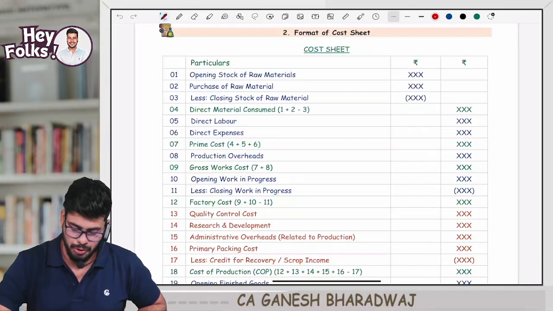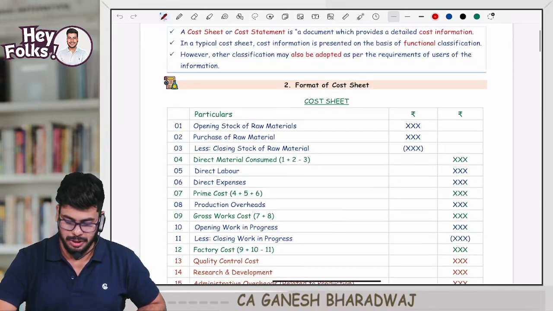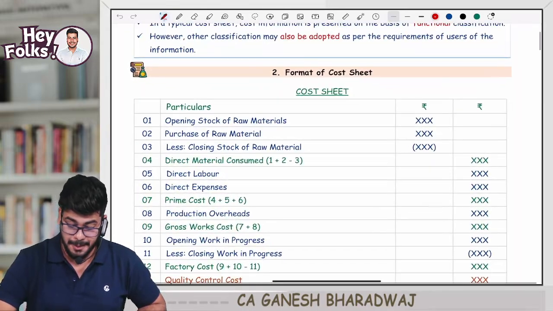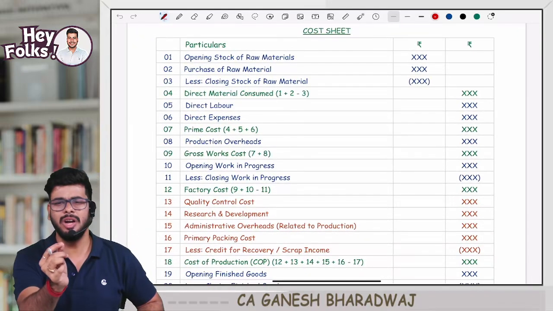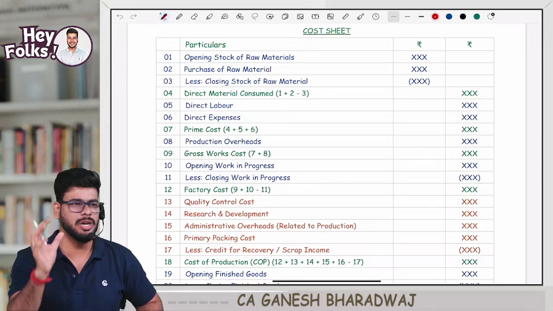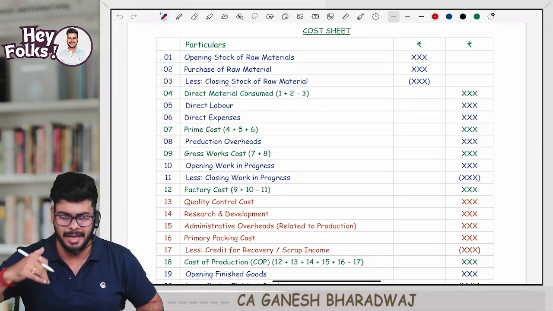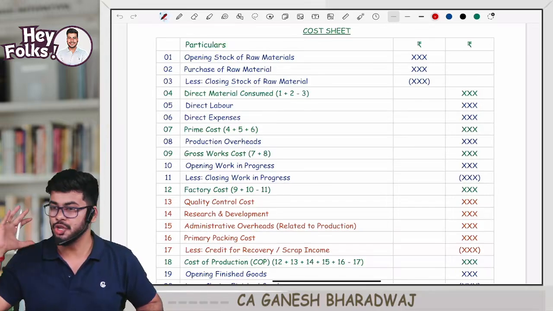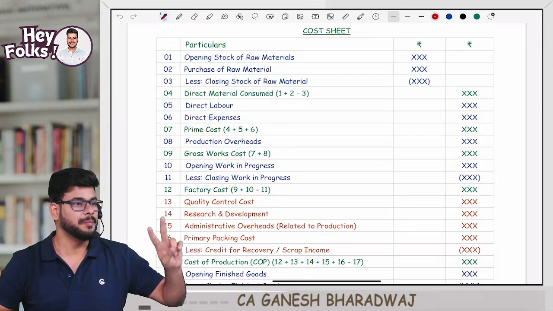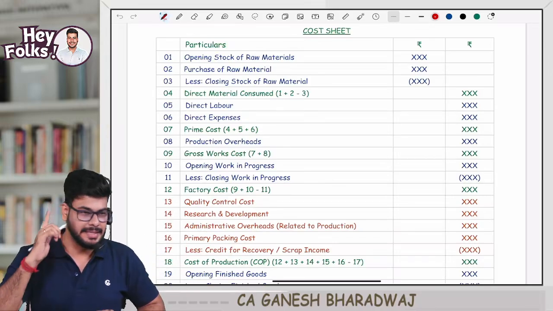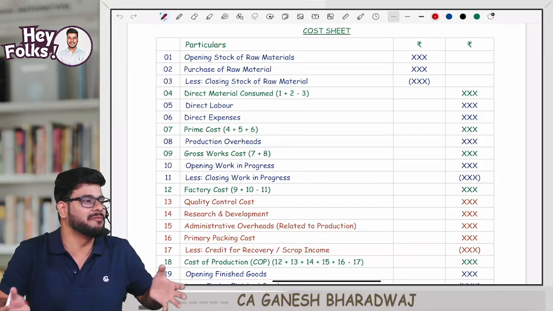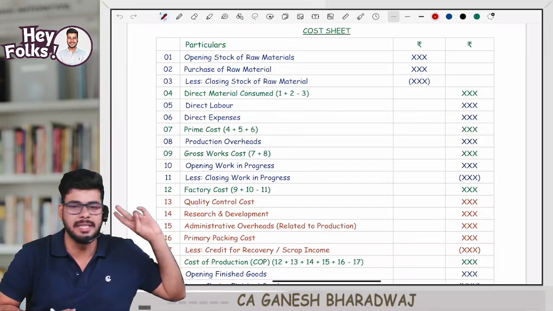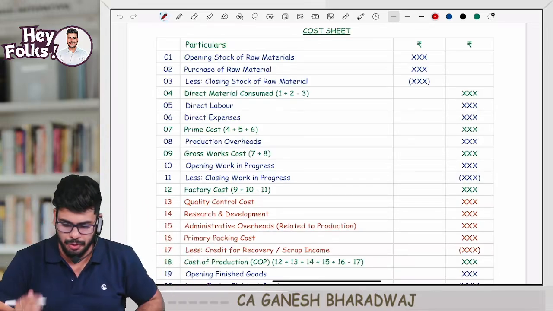Now let me go to the concept notes, the decoder notes. Here is the format of the cost sheet. This is the existing format. Now, small tinkering they have done, very small tinkering, and with that tinkering they have arrived at the new format of cost sheet. In this new format, first thing, there are no two statements. They have merged the entire thing into a single statement. Clear with this?